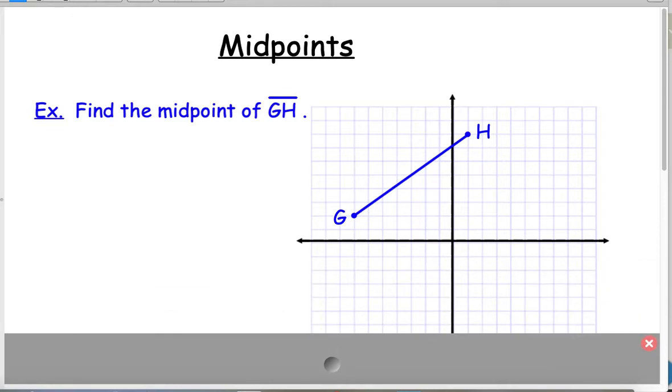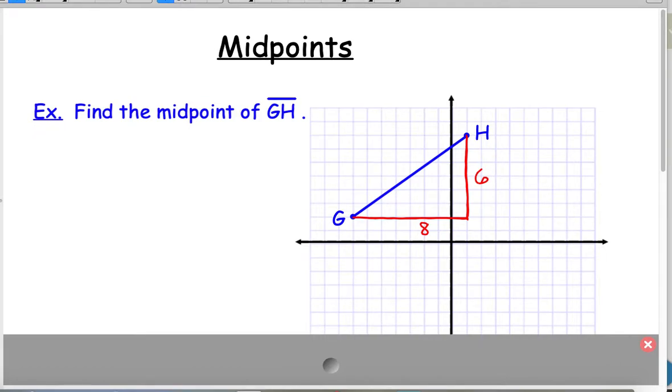Find the midpoint of GH. Now notice, I didn't even give you the coordinates of G and H. We could figure them out pretty easily, but let's do this entirely just by traveling from G to H. This is one of the ways we could go. So how many is that? We went 1, 2, 3, 4, 5, 6, 7, 8 to the right. And then we went 1, 2, 3, 4, 5, 6 up. So if I want to find the midpoint, put a big dot here, I'm going to go half of each of those distances. So I'm only going to go 4 to the right, and then only 3 up.